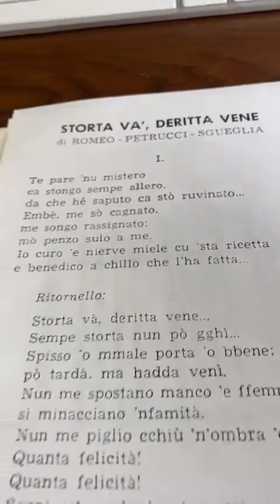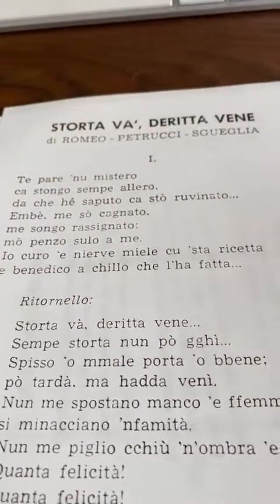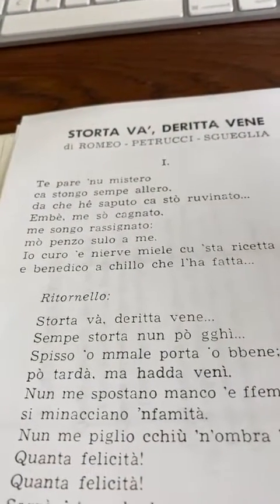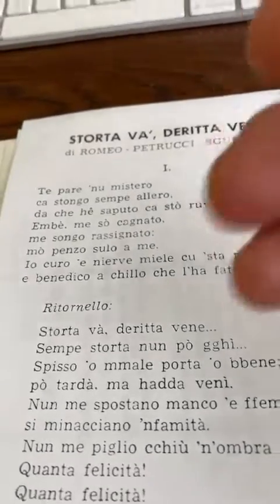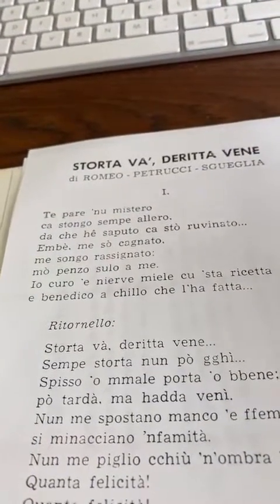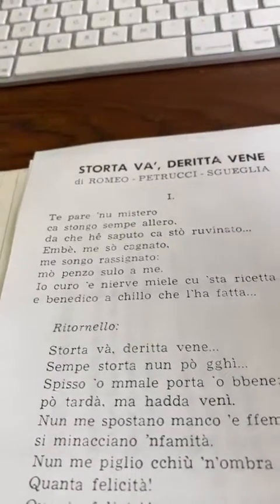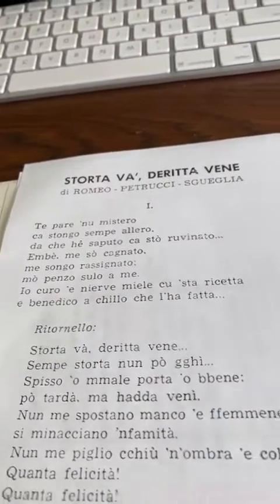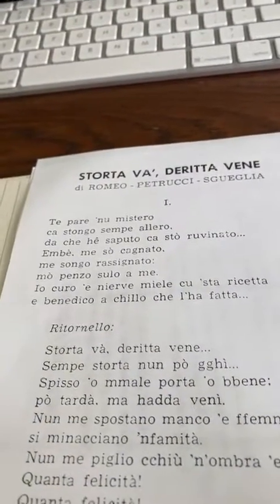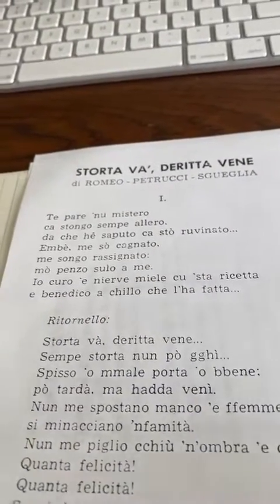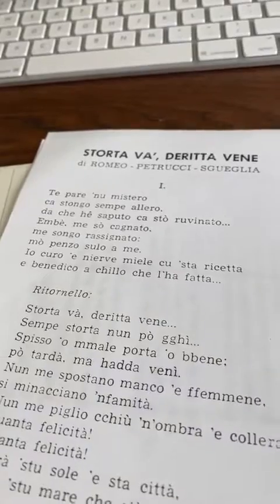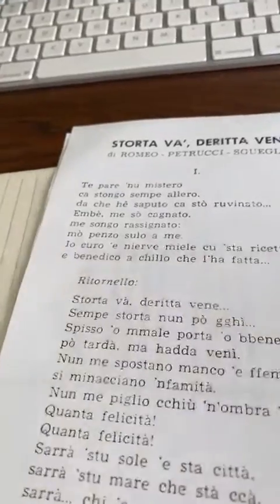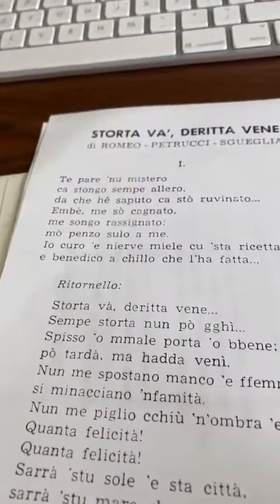So, it seems to you like a mystery that I am always happy. Why am I always happy? Da che ho saputo, since I found out that I'm ruined, I'm bankrupt. E beh, I changed myself. Mi so cagnata, mi son rassegnata. I've resigned to it. Okay, so I don't have any money. So what? Mo penso solo a me. Now I'm thinking only of me. I cure nerve miei, it must be mie. I cure my nerves with this recipe, and I bless the person who made it. Who wrote the recipe. Okay, so that's the first part.